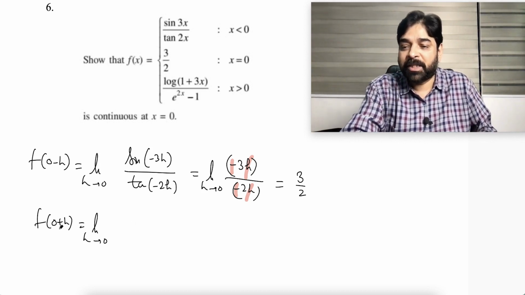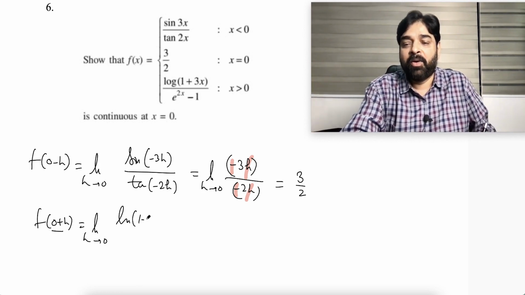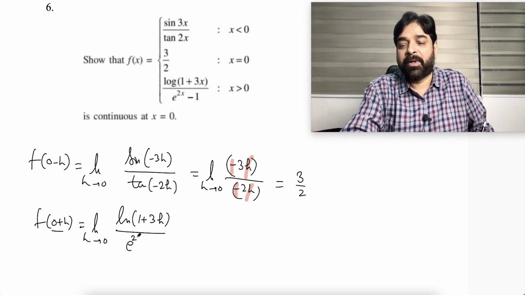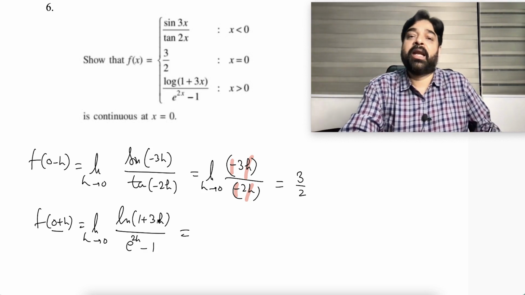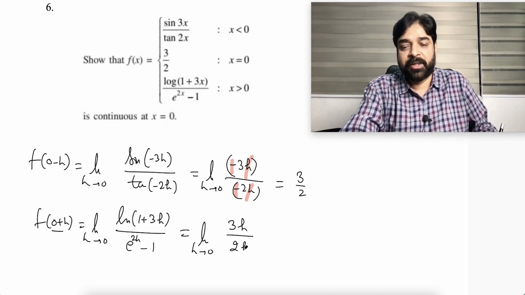From where 0 plus h means h is greater than 0, this is defined. We will say ln(1 plus 3h) divided by e power 2h minus 1. ln(1 plus 3h) will be what? It will be equivalent to 3h. Just now I told you. So 3h divided by, this will be equivalent to 2h. h will get cancelled, 3 by 2.